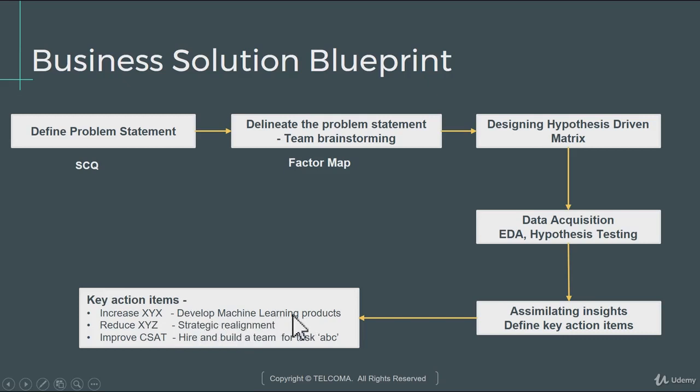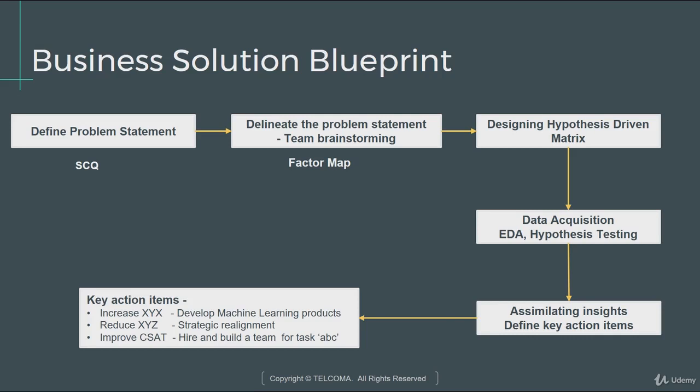Now, some action items will not necessarily require machine learning as an outcome. So let's say you're saying, okay, reduce operational expenses. So that's like reduce XYZ probably. And that will become, okay, you need to have strategic realignment as a solution. Something like that. So in this fashion, your key action items will have a list of priorities, actions, and the outcomes expected from those actions as a solution path.